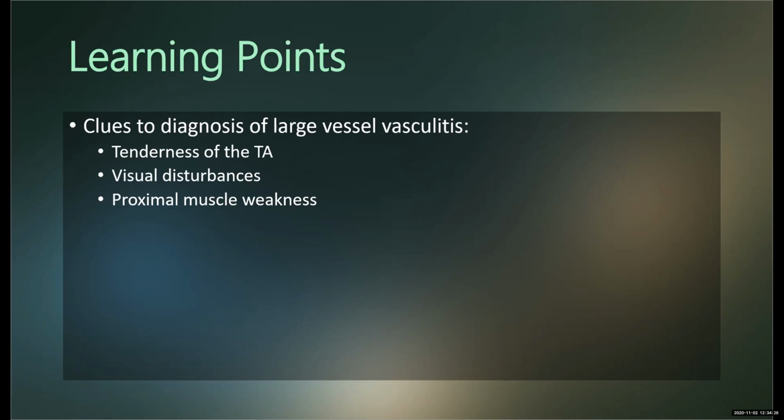Visual disturbances are very common with GCA. It's not necessarily bilateral, usually it's unilateral, but that amaurosis fugax is the classic presentation of a sudden vision loss. It's not going to be like a curtain dropping with your retinal detachment.